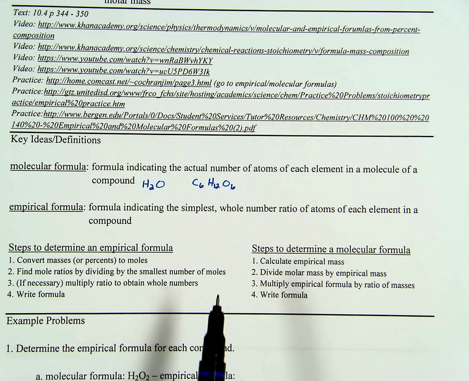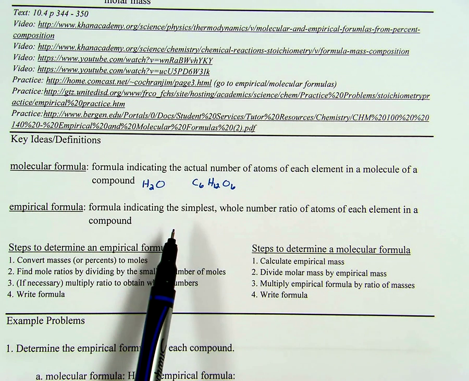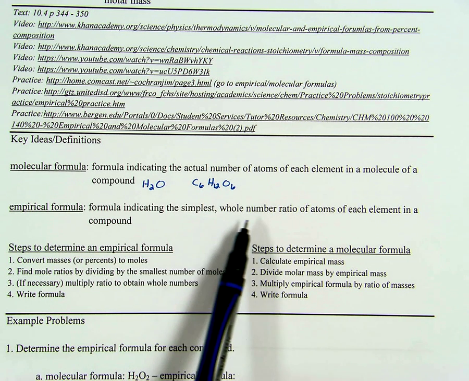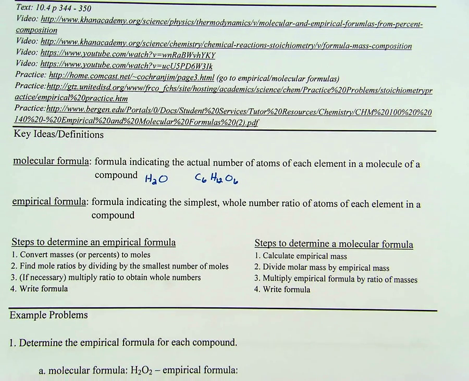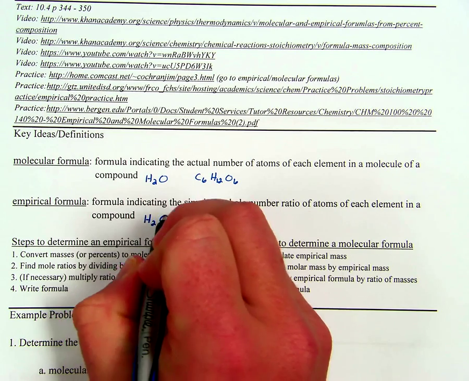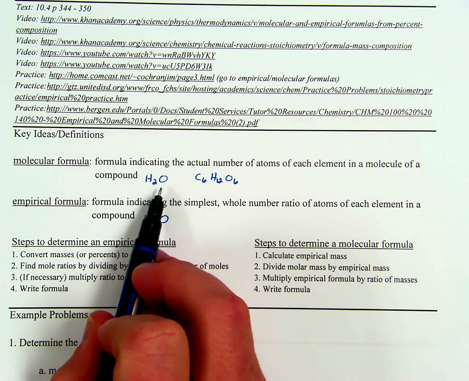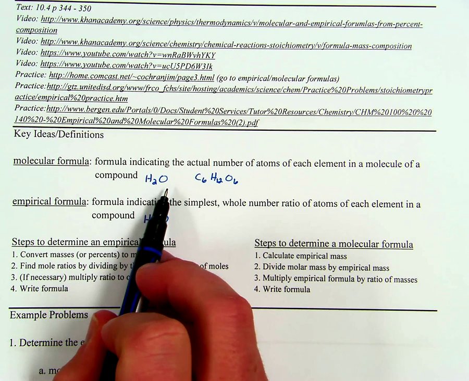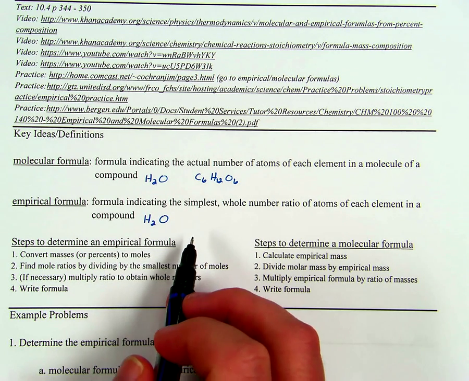The empirical formula is also a formula, but it only indicates the simplest whole number ratio of atoms of each element in a compound. So for water, the empirical formula is still H2O, because it can't get any simpler than 2 to 1. There's 2 hydrogen atoms for every 1 oxygen atom. I can't divide those by any other number to make them smaller and have them still be whole numbers.